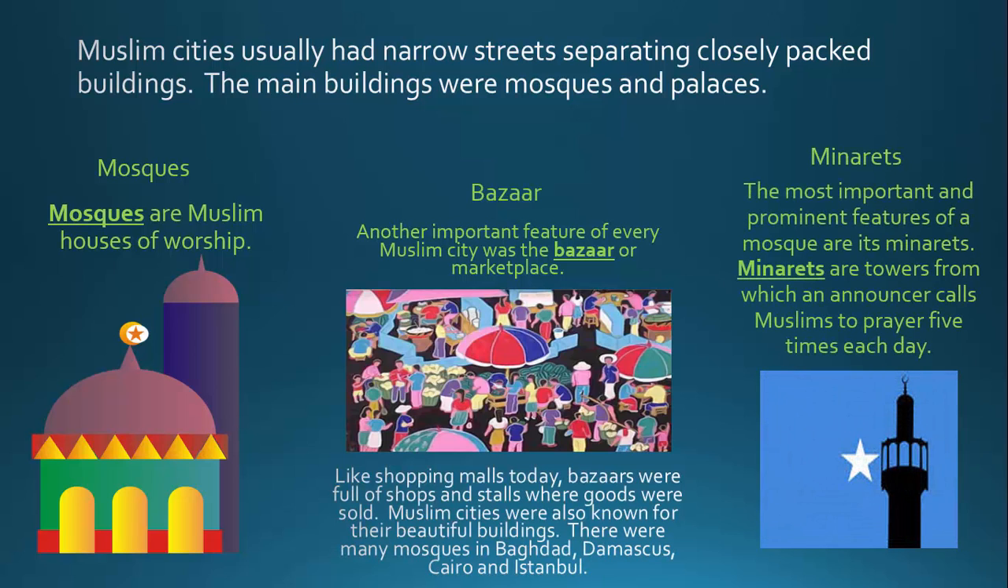Bazaar. Another important feature of every Muslim city was the bazaar, or marketplace. Like shopping malls today, bazaars were full of shops and stalls where goods were sold. Muslim cities were also known for their beautiful buildings. There were many mosques in Baghdad, Damascus, Cairo, and Istanbul.